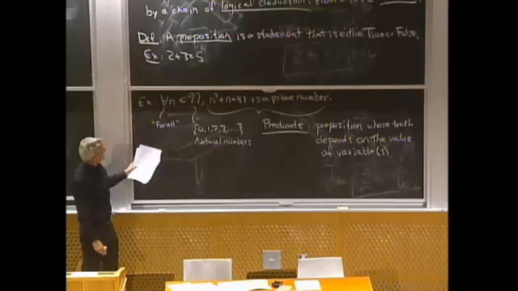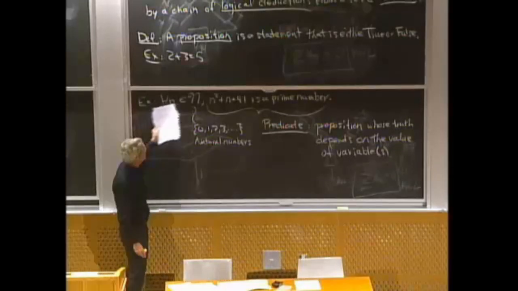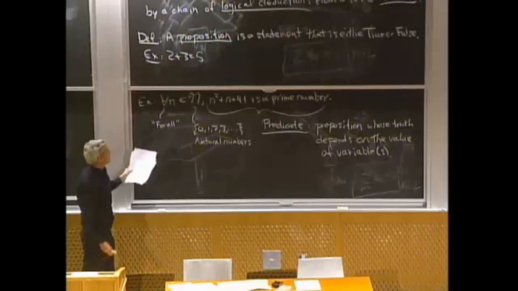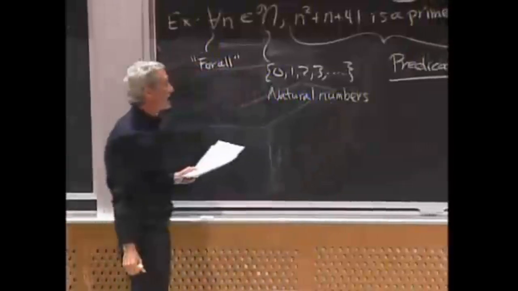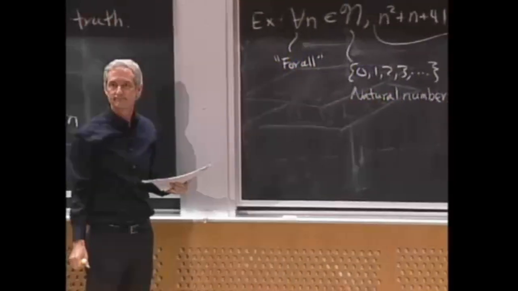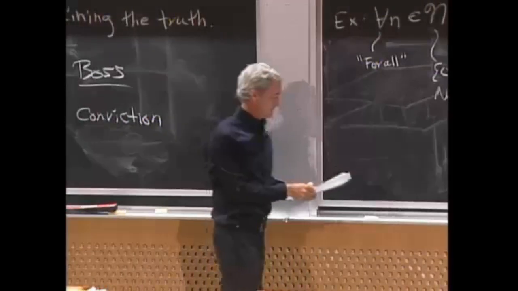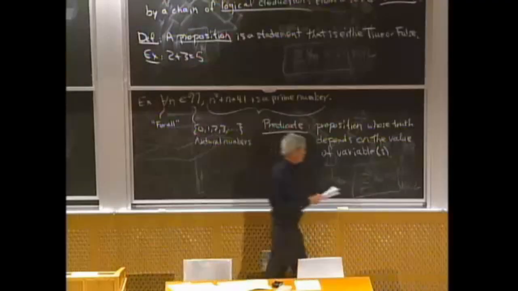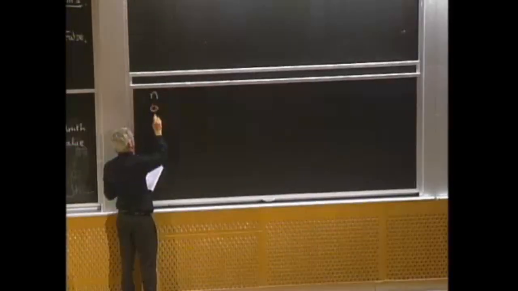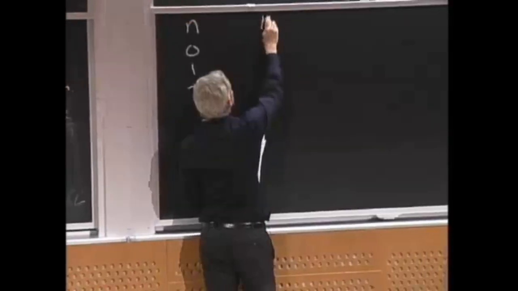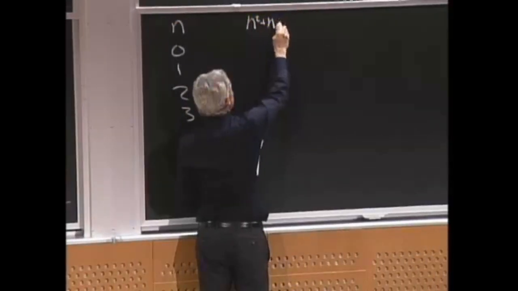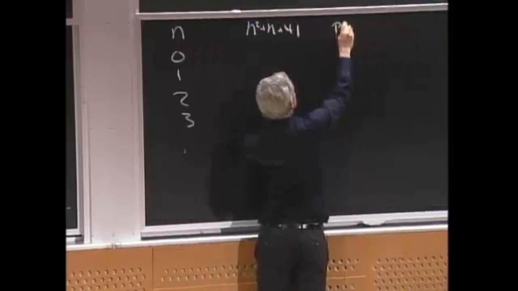All right, now to see if this proposition is true, we need to make sure that this predicate is true for every natural number n. So let's see if we can check that. Let's try some values. So we'll try n is 1, 2, 3, and so forth. And we'll compute n squared plus n plus 41. And then we'll check, is it prime?